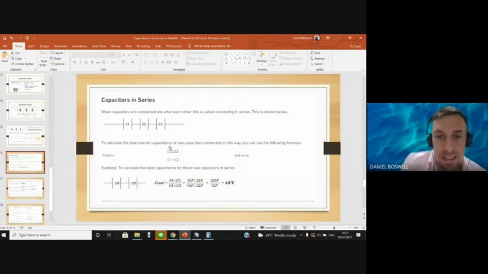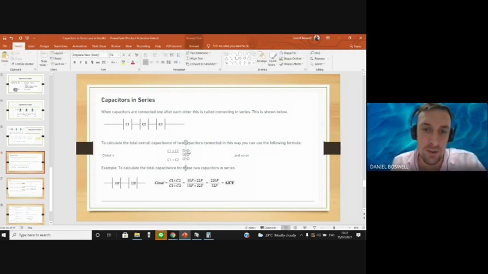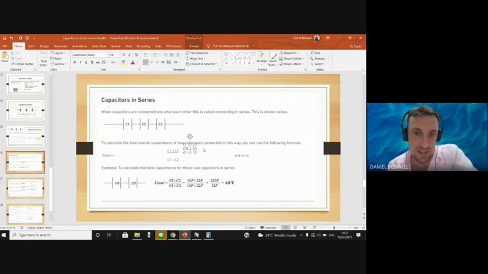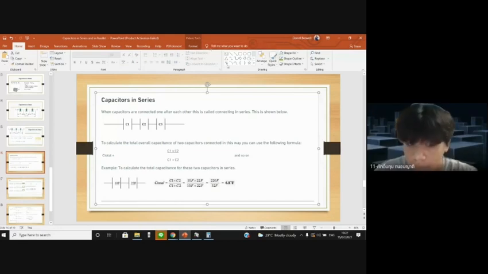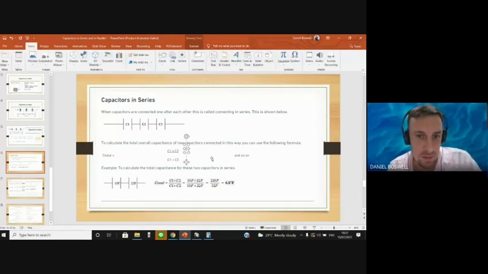So let's say C1 is 1, C2 is 1. 1 times 1 is 1. C1 is 2, C2 is 2. 2 plus 2 is 4. Let's make this a little bit easier. So let's say, for example, C1 is 1, C2 is 1. That's not really making it much easier. Bear with me one minute. We got this.